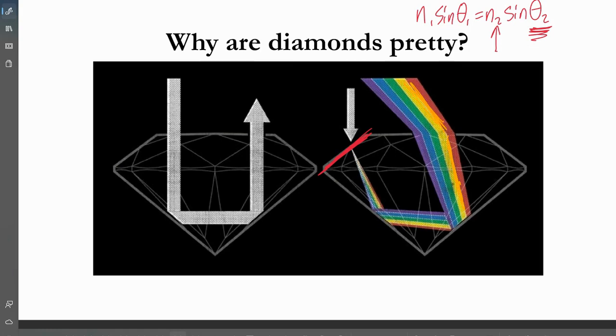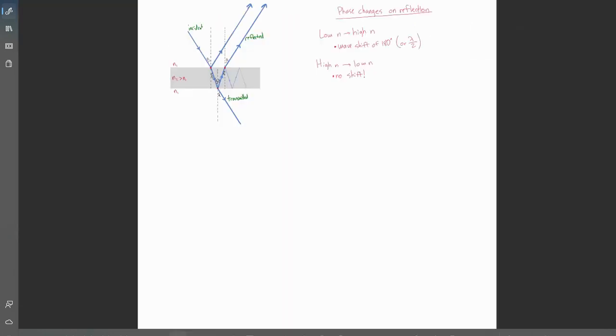But we get these total internal reflections because diamond has such a high index of refraction that when we're trying to go from high to low, from diamond to air, it really does not take a lot to get this total internal reflection, because we go from such a high index of refraction down to 1. So diamonds are really pretty because of that.